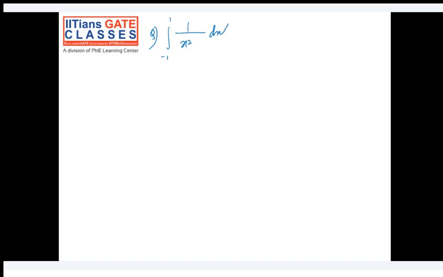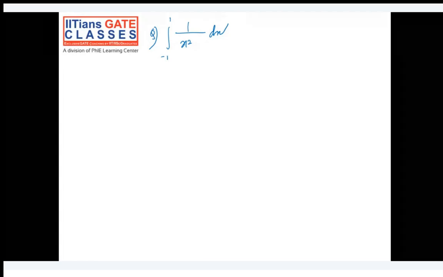Diverging, sir, because when it crosses from -1 to 1, so at 0, it will become infinity, no? Correct, perfect. So you cannot just say the integration of this is minus 1/x and then limit -1 to 1 and solve it.